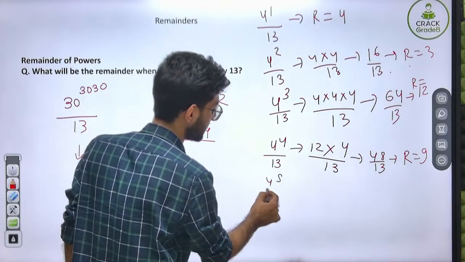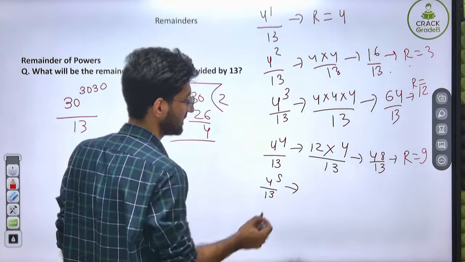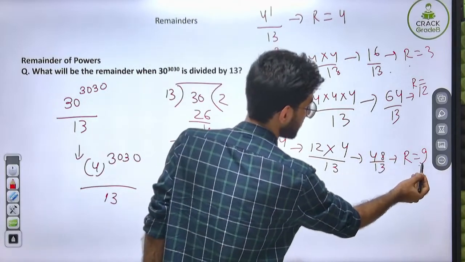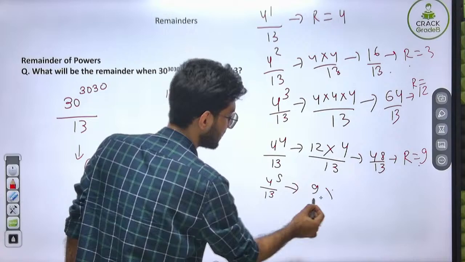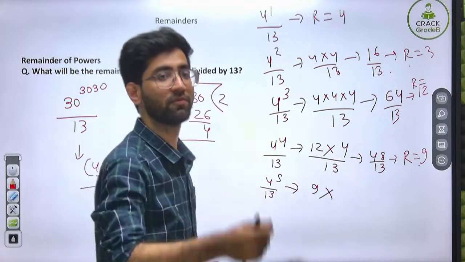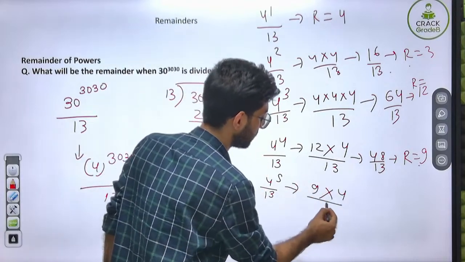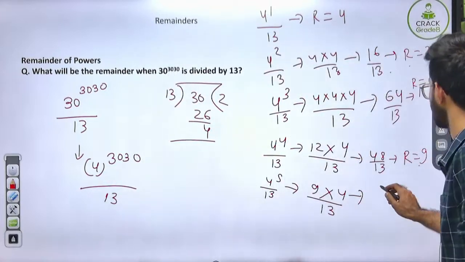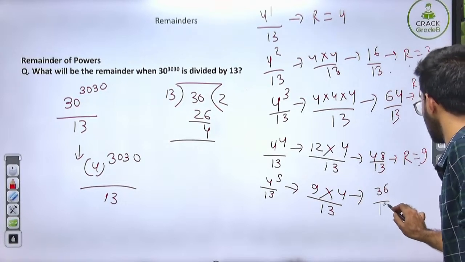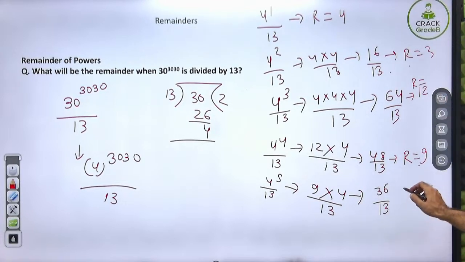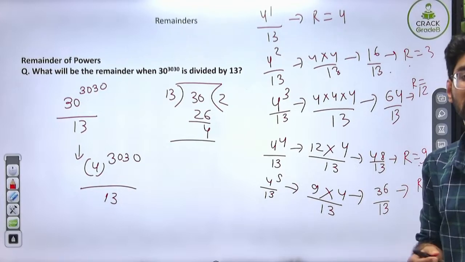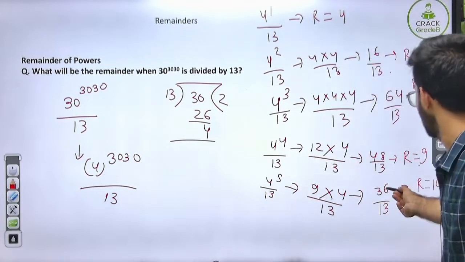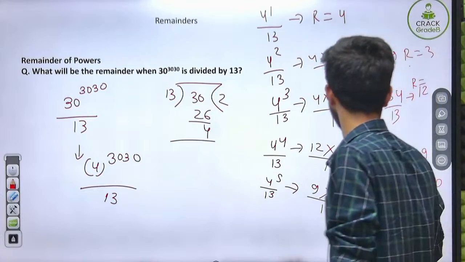If you solve it further, 4 to the power 5 by 13, what will you do? Simple, again you can write the earlier remainder and you are multiplying with one more 4. So you can directly write 9 into 4 by 13. So this is basically 36 by 13. Now you can notice one thing. If you solve it further, you will get remainder that is equal to 10. 13 into 2 is 26, and you are dividing 36 by 13, so the remainder is 10.